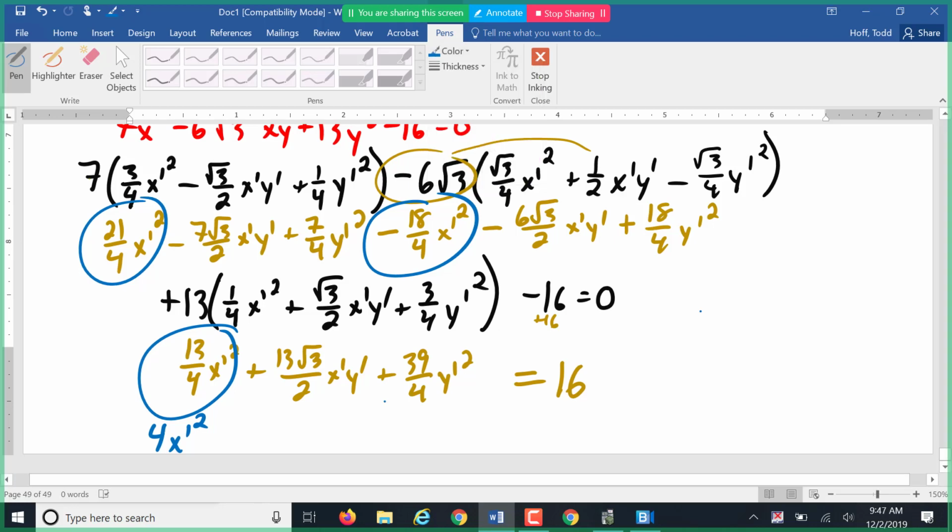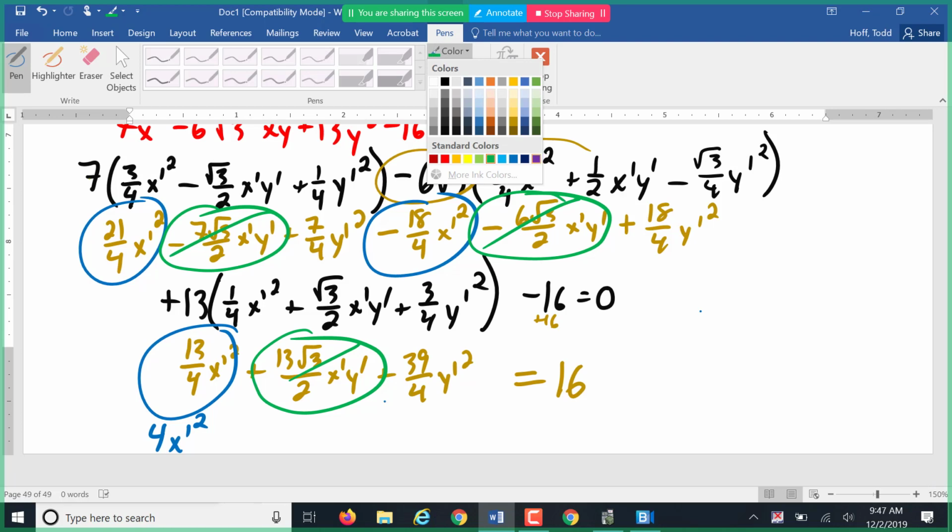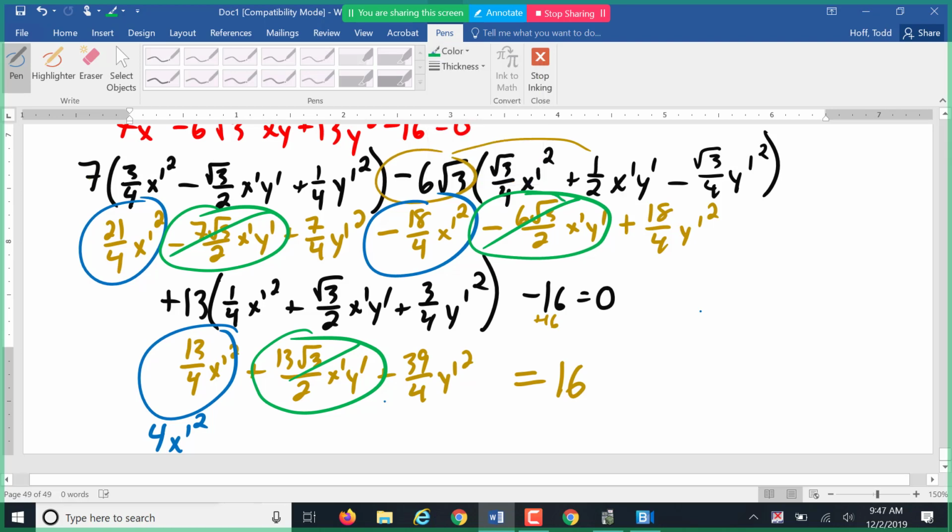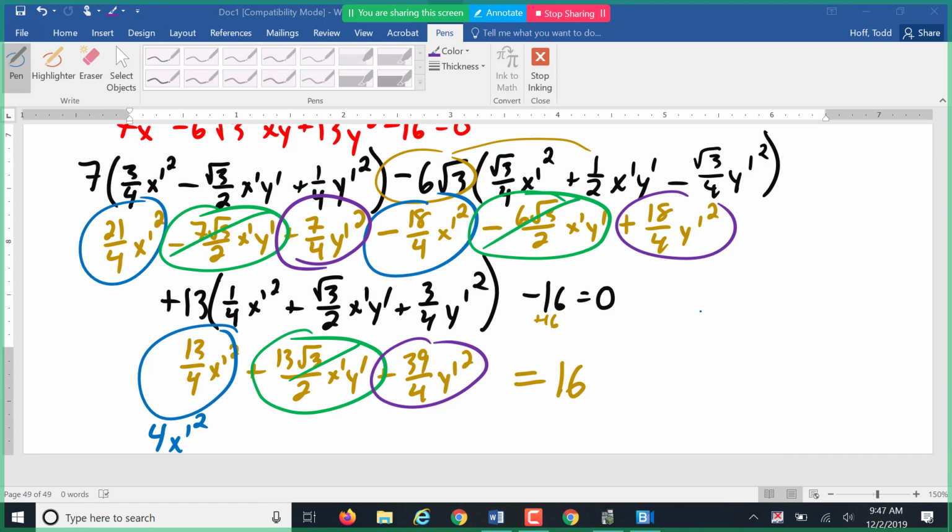Let's look at the xy term here. This one hopefully will disappear on us. So we've got negative 7 and negative 6 is negative 13 square roots of 3 plus 13 square roots of 3. It does cancel out, which is good. That's what we were hoping for. The y prime term, or y squared, I should say, y prime squared, 7/4, 18/4, and 39/4. So that's what, 25/4, 64/4, otherwise known as 16.